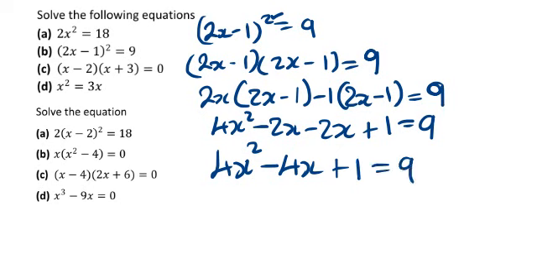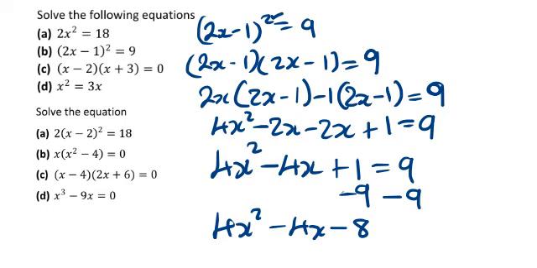Now when we subtract 9 from both sides, here as well we are going to have 4x squared minus 4x. Now 1 minus 9, that will be negative 8. 9 minus 9, that will be 0.